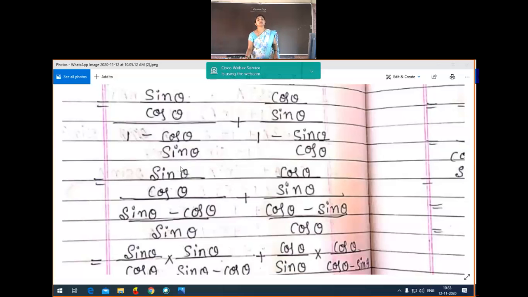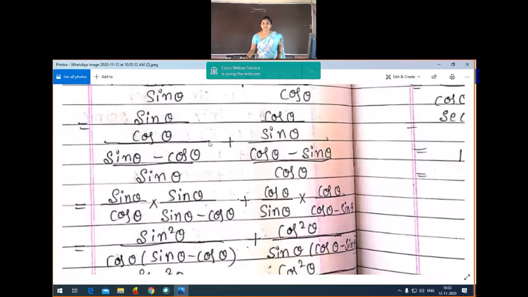Okay, yes. See, second step you have got the idea now. Now third step is very simple. Take the sin theta by cos theta as it is. Now apply the reciprocal concept. Sin theta by cos theta into this sin theta minus cos theta divided by sin theta becomes sin theta by sin theta minus cos theta reciprocal, plus cos theta by sin theta into here also reciprocal concept cos theta by cos theta minus sin theta. Got the idea of this step, students?